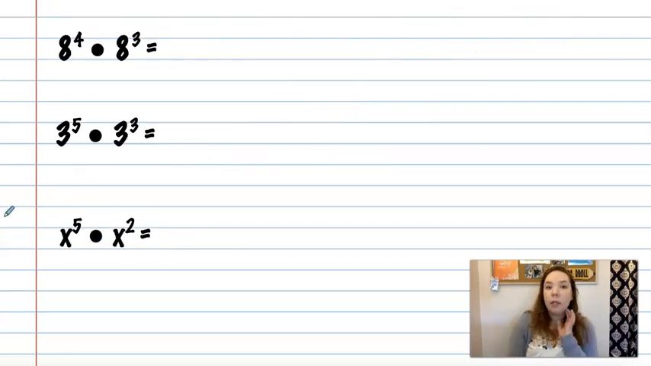So some more examples here. I do have the same base of 8 and 8, so I'm still going to have an 8. 4 plus 3 is 7. My base is 3. So I guess also back to our vocabulary here. The whole thing's a power. This is an exponent. The x is your base. So these have the same base. 5 plus 3 would give us 8. Here my base is x. 5 plus 2 would give us 7.